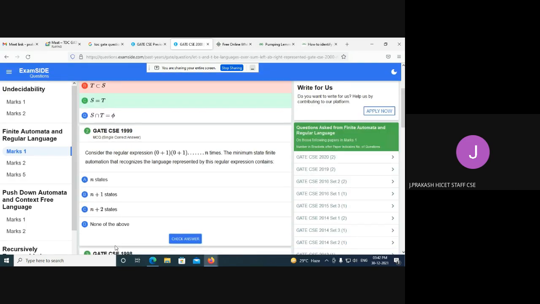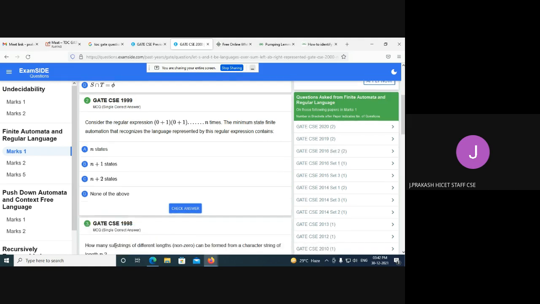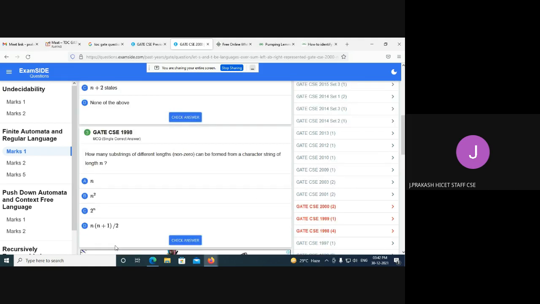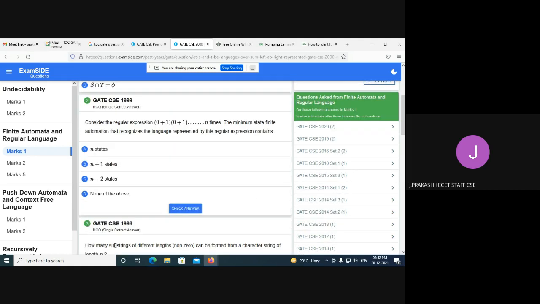Next one. Consider the regular expression (0 plus 1) into (0 plus 1) up to n times. The minimum state finite automaton that recognizes the language represented by the regular expression contains how many states?